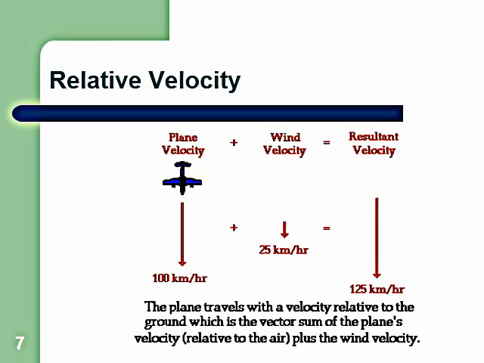So it's all down to relative velocity. The plane travels with a velocity relative to the ground, which is a vector sum of the plane's velocity relative to the air and the wind velocity. So it's the plane's velocity plus the wind velocity. So in the first example, the plane's velocity is 100 kilometers an hour. It gets a bit of a tailwind of 25 kilometers an hour. So all you have to do to get the resulting velocity of the two combined is add the two.